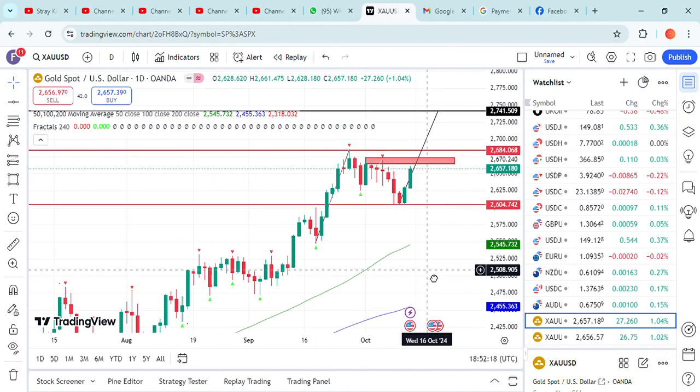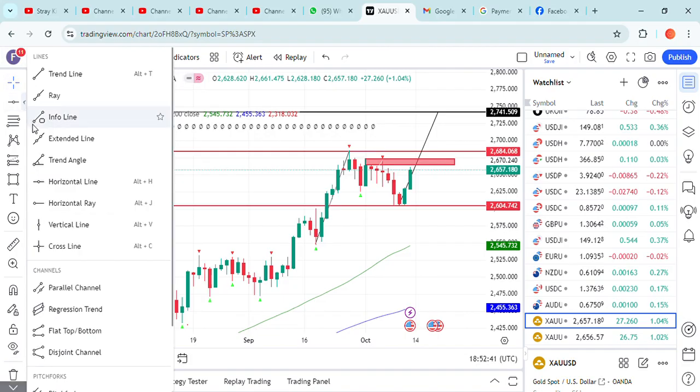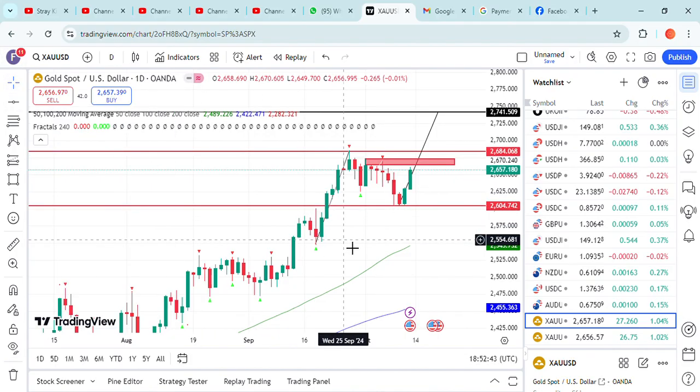So let's discuss the gold US dollar very quickly. Last week I could not give you the weekly analysis of gold US dollar. Otherwise I have given a daily forecast of gold US dollar. So this week I'll be telling you about the weekly forecast of the gold US dollar.